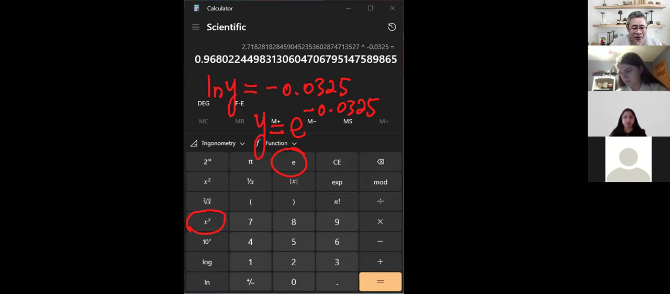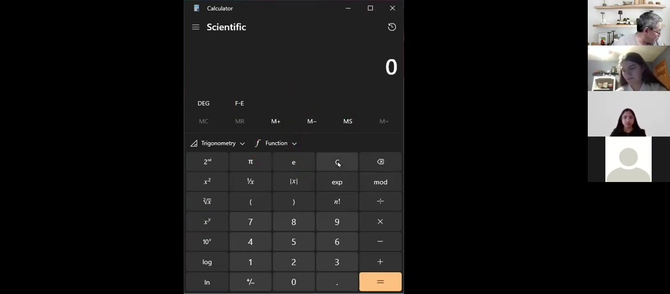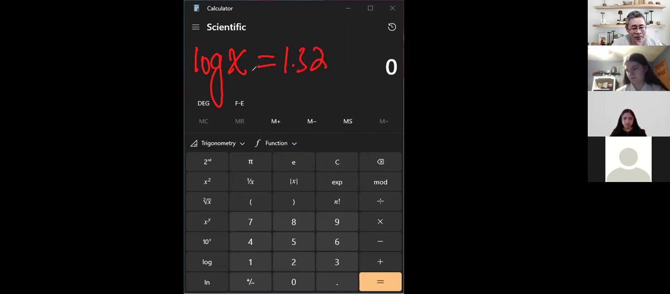Okay, let's see. Another example is what happens if log x is equal to 1.32. Then this number, we know that's a logarithm, which is basically the exponent. So therefore, x, our base is 10, so it's base to the 1.32. And we go there, we type 10.